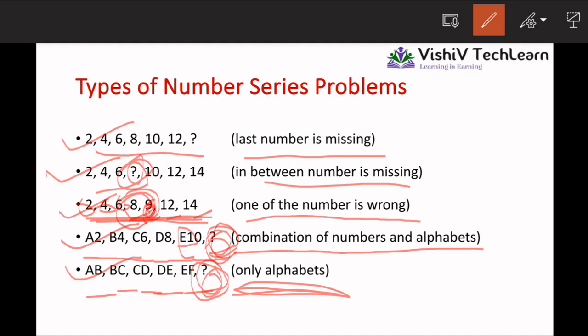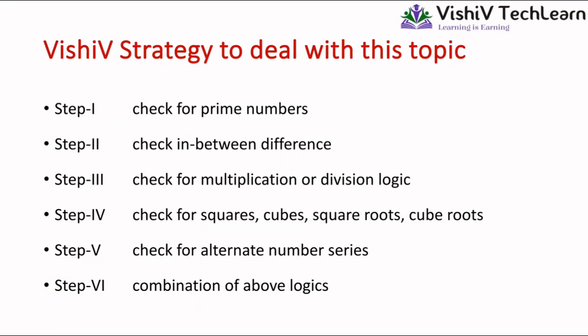In place of the question mark, F, G could be the answer. So these are the types of number series. Now let's move on to the strategy.